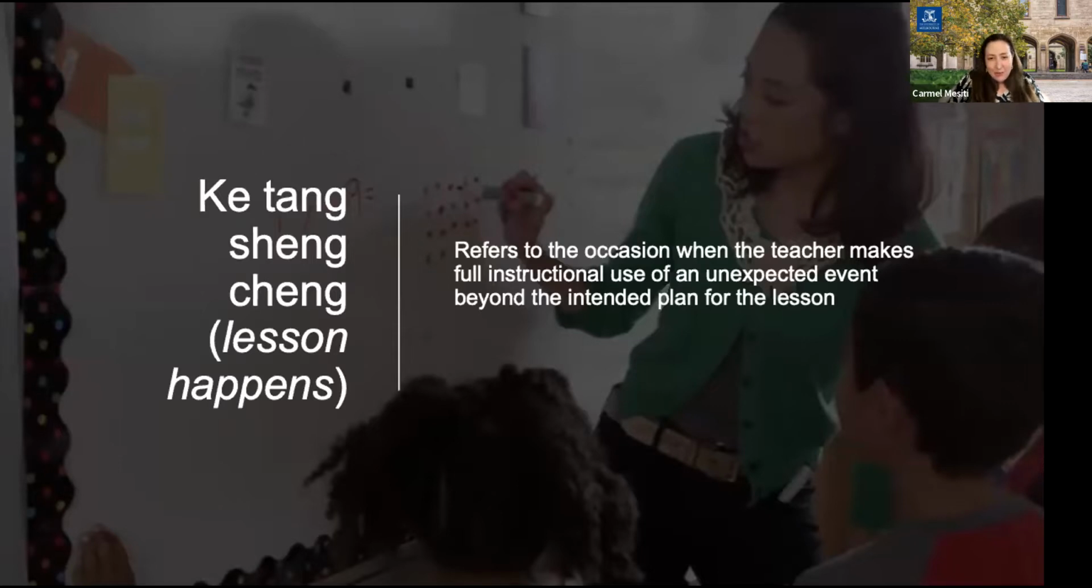I have been practicing how to say this. Ketang shung chung. I think maybe not so good. But anyway, this is a Chinese term from the Chinese lexicon, and it refers to the occasion when the teacher makes full instructional use of an unexpected event beyond the intended plan for the lesson. So you can see how rich this terminology is.